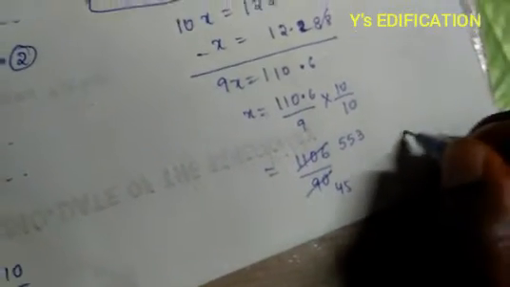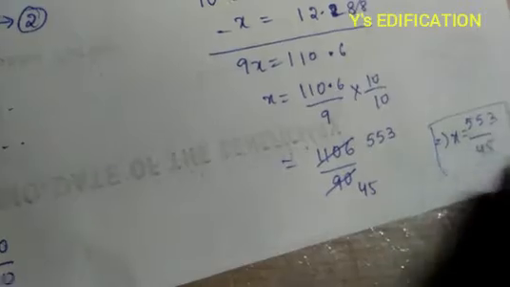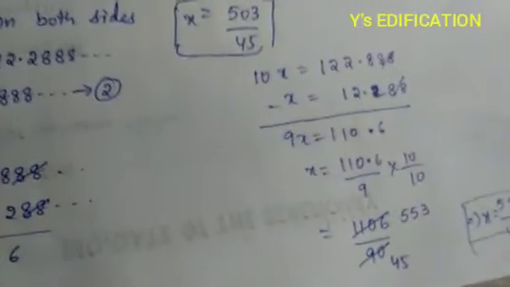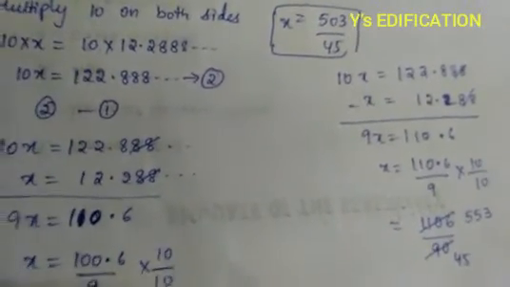So I want the x value, 110.6 by 9. I want to remove this decimal, so I am going to multiply with 10 on both sides. So that means 1106 by 90. Now I am going to simplify this number. 2 into 45, 2 into 553. So now my x value is 553 by 45. In this way, we converted a terminating decimal number into a rational number as well as a non-terminating decimal number into a rational number.